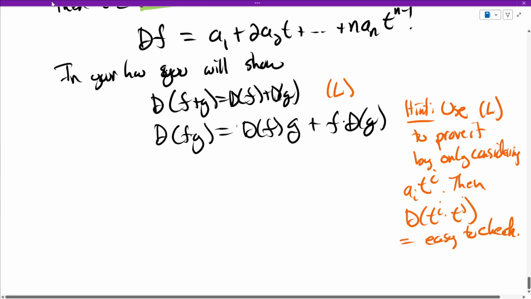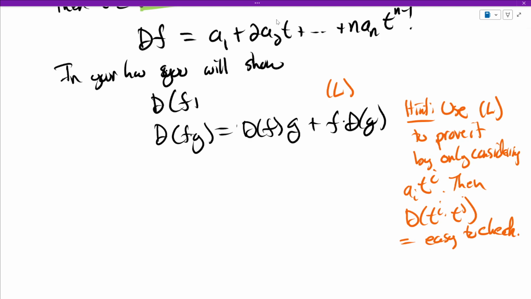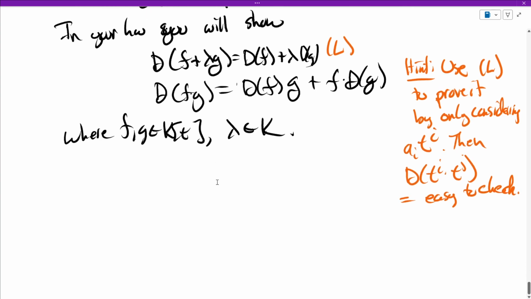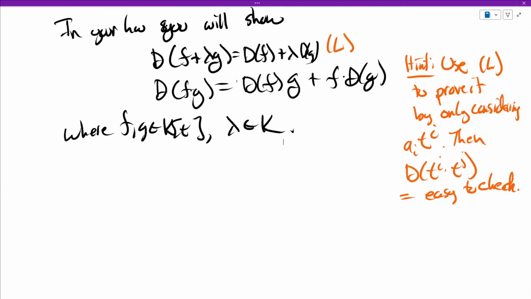All right, cool. Oh yeah, and one more thing that will be helpful with linearity. It's not fully linearity, so let me write that differently: d of f plus lambda g is d of f plus lambda d of g, where of course f and g are polynomials and lambda is in the base field. And again, this makes sense over any field. There's nothing special about subfields of C, and that's why it's called the formal derivative. All right, cool. So in the next video, we're going to use it to prove some stuff.